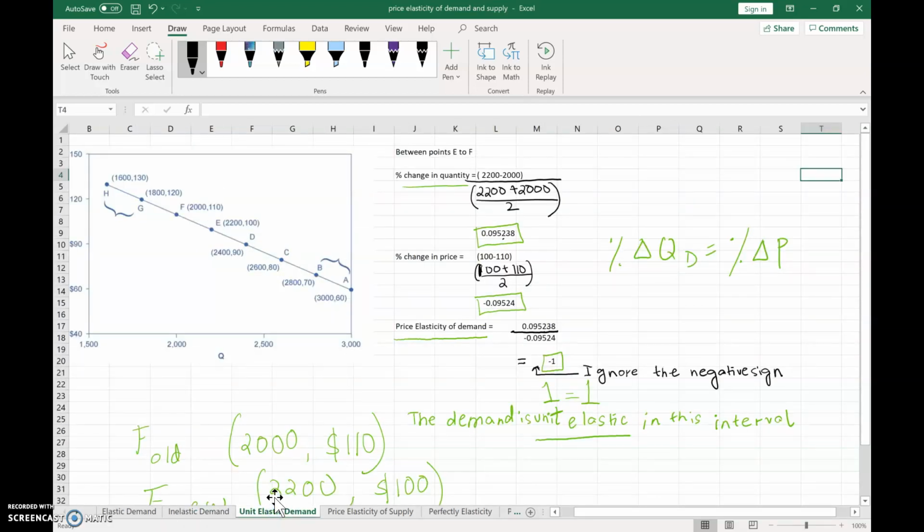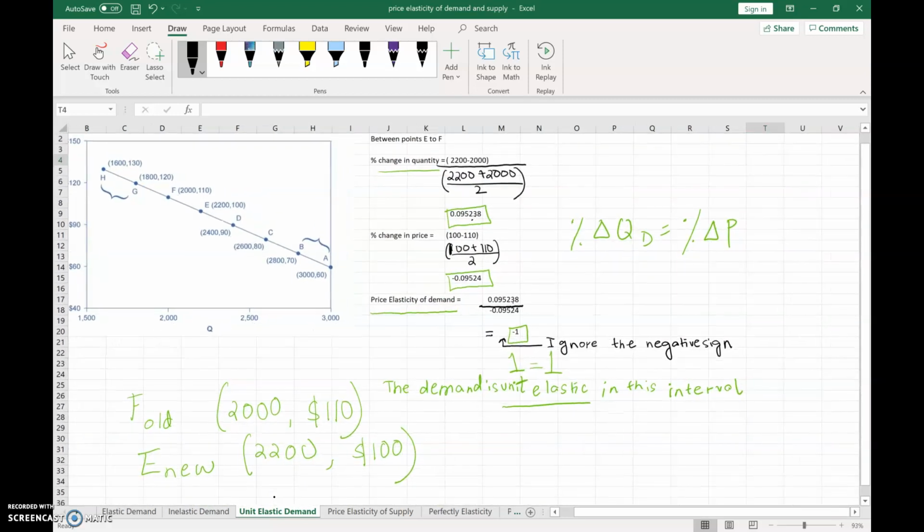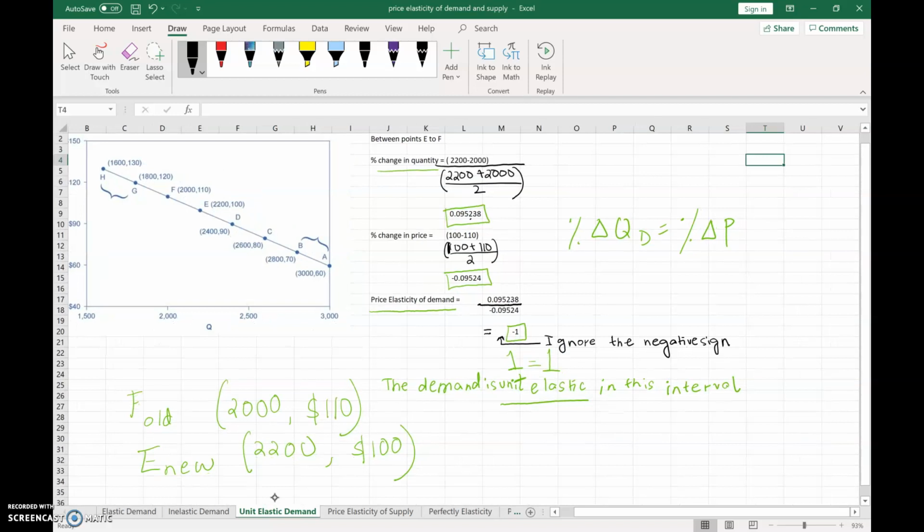Okay. Now take a look at points F and E. E is the new point and F is the old point. So I find the price elasticity of demand between these two points is equal to 1. That means demand is unit elastic in this interval.